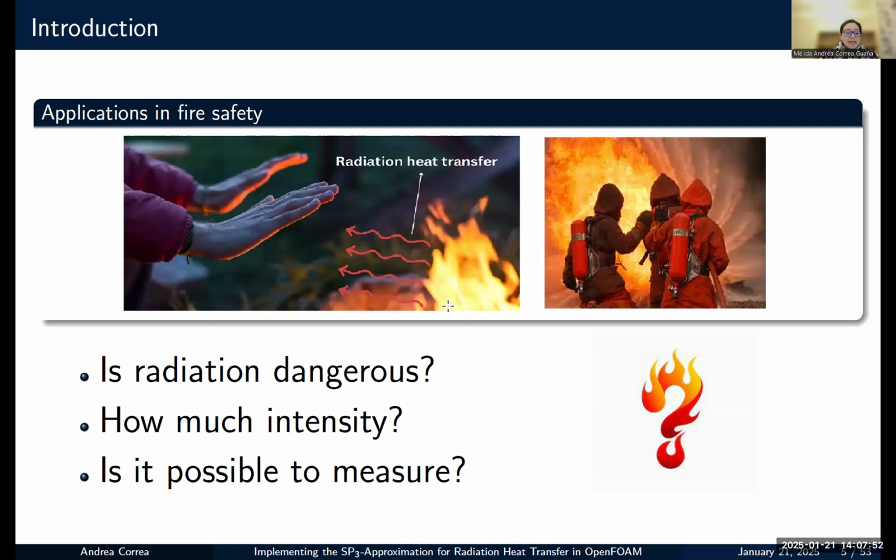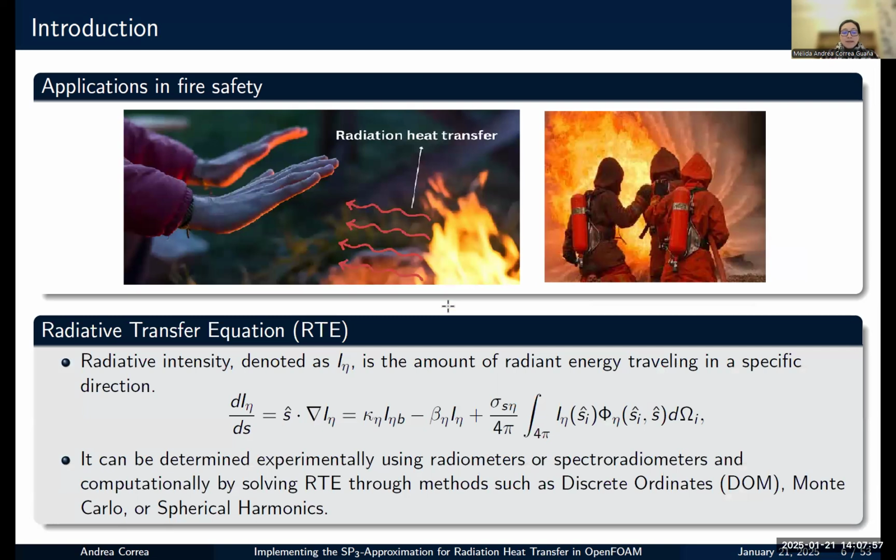But it's possible to measure. Here, I show you that, of course, it is possible. We have two different options here. One of them is with calculations, using different mathematical models to calculate and study the behavior and simulate the behavior of this radiation. But it can also be determined experimentally using, for example, radiometers or spectroradiometers.